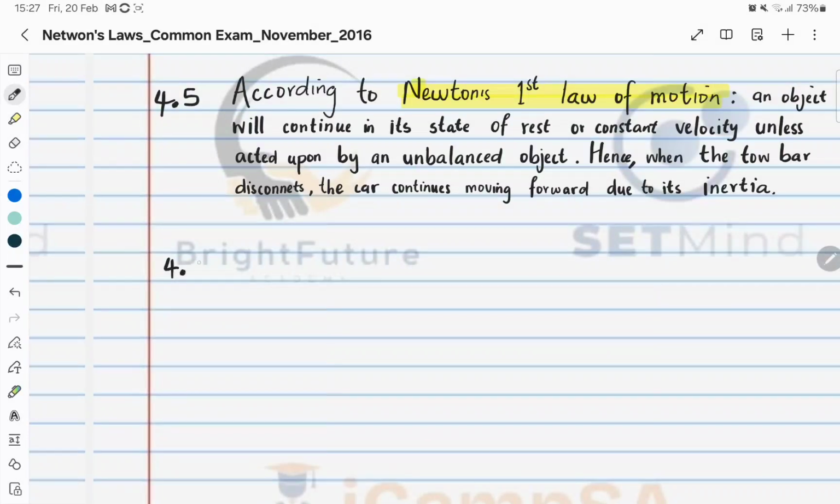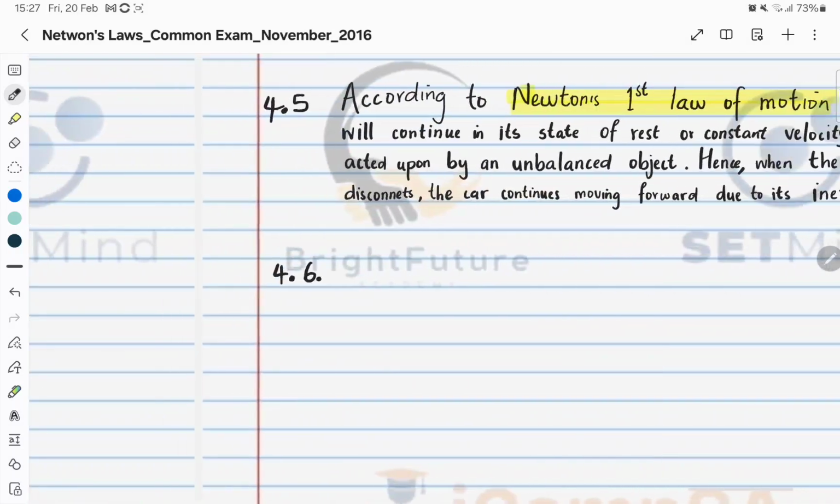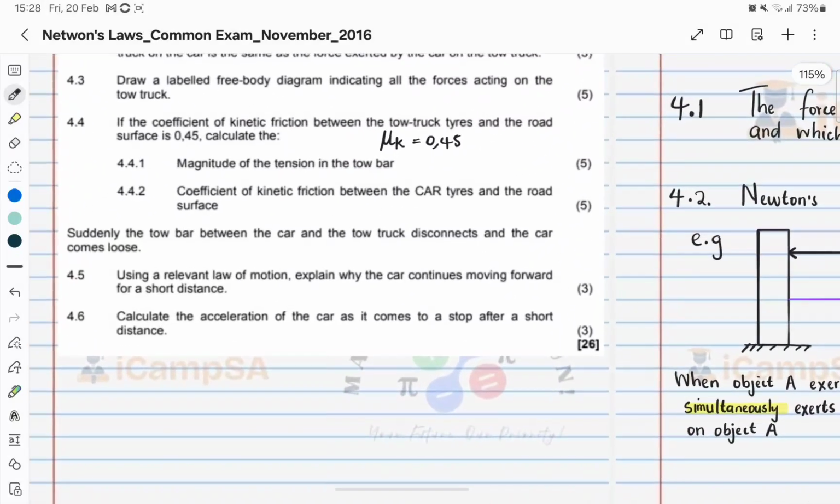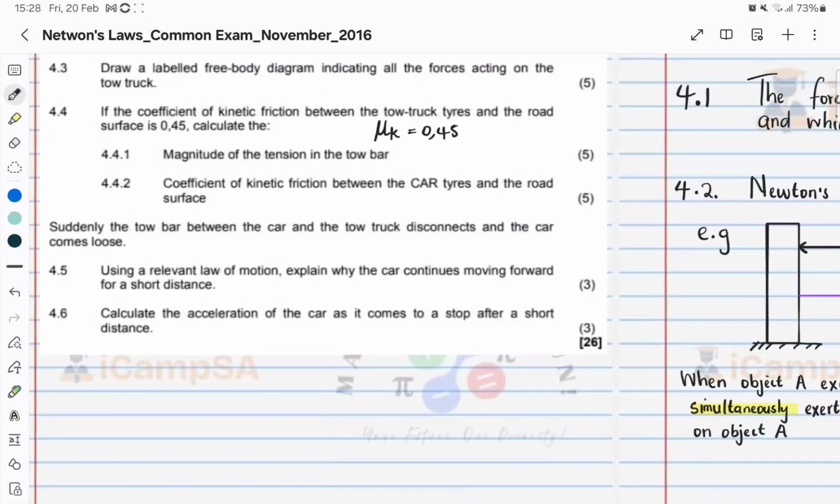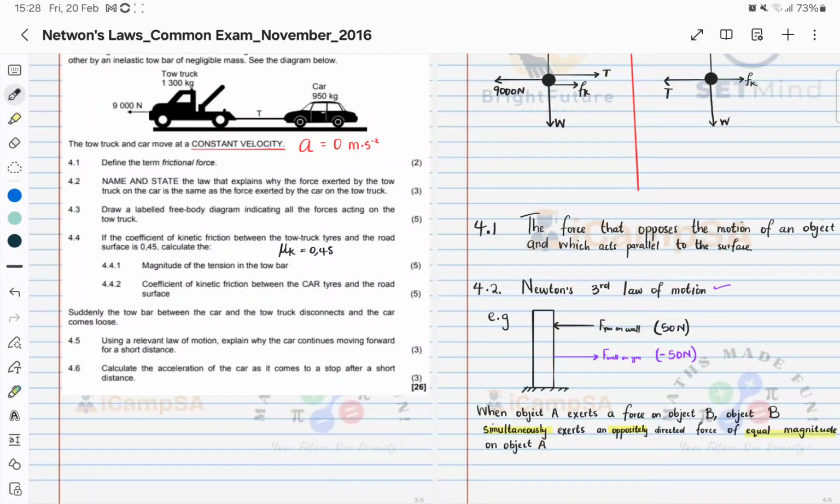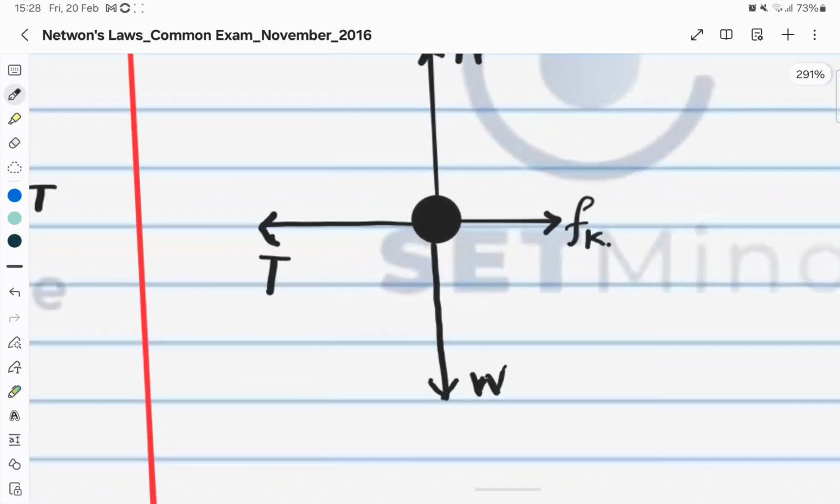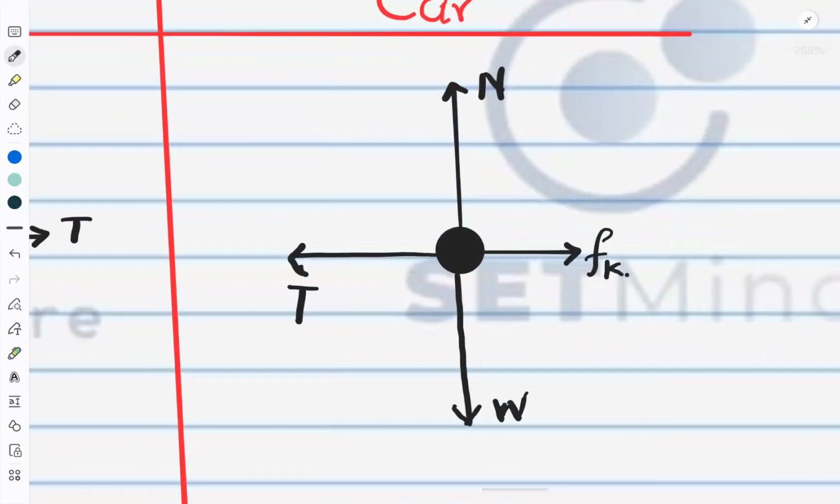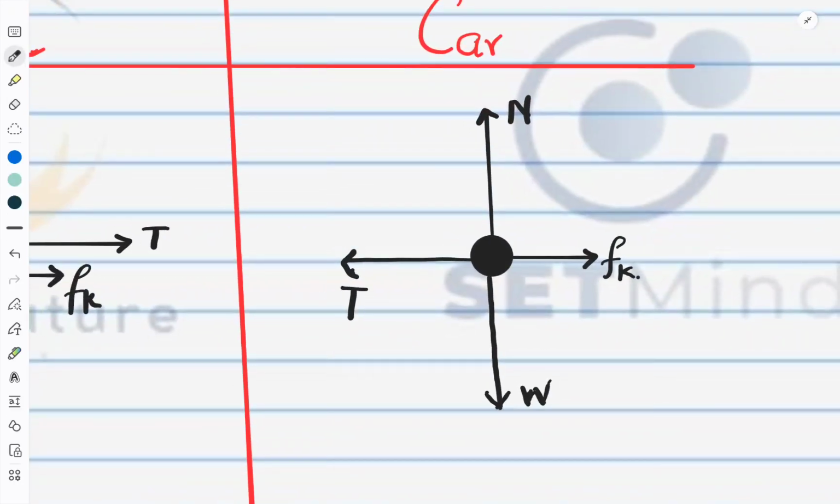So now we have 4.6 after this. What is 4.6 saying? Let's move slow so that you don't get dizzy. Calculate the acceleration of the car as it comes to a stop after a short distance. Ooh, this is interesting. So now the tow bar is disconnected. Once the tow bar disconnects, do you understand that this means we won't have tension being part of our free body diagram anymore? We will now have friction, kinetic friction. So that's the only force that we now have, unfortunately.